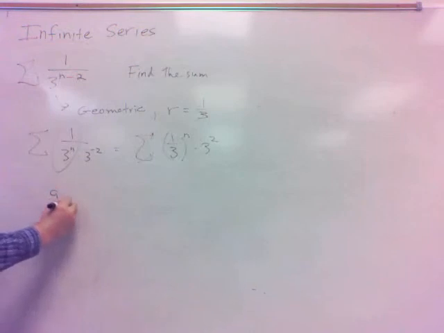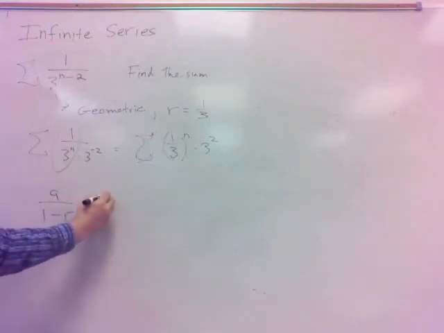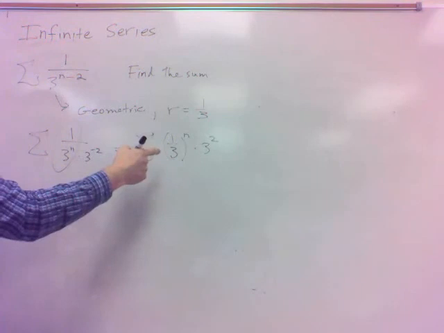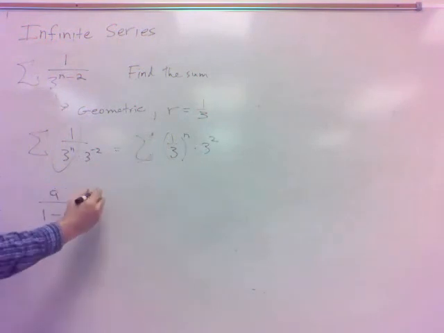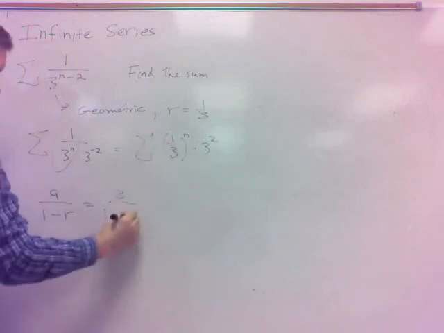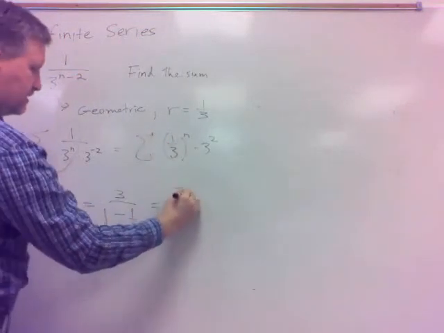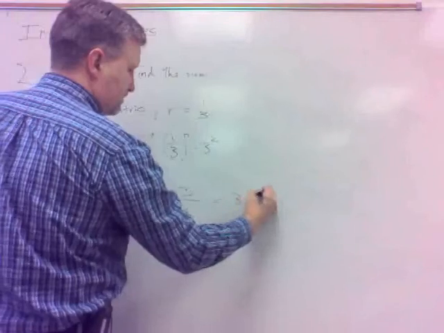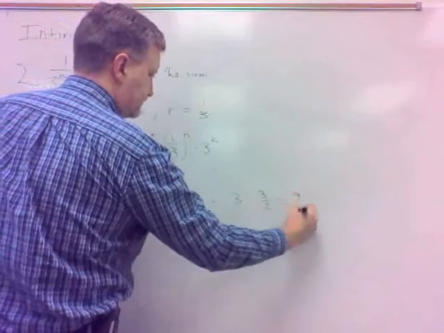What's the sum? It'll be A over 1 minus R. First term would be 9? 3? No. Yeah, 3. First term is 3. The ratio is 1/3, so it's 3 over 2/3, which is 3 times 3/2, which is 9/2.